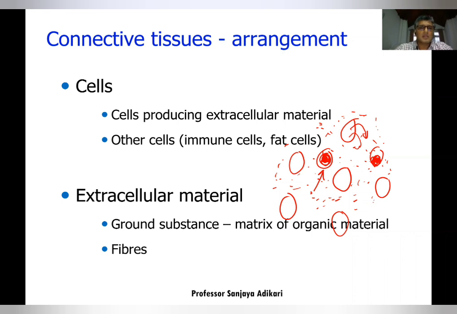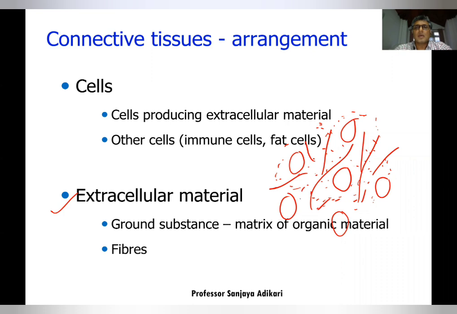Then when it comes to extracellular material, again, there are two types in the extracellular material. I will delete some of these things. Now, in the extracellular material, again, you can divide it into two parts. There are fibers like this, inside this, giving strength to it. Then in between, you see these dots, which is called the ground substance.